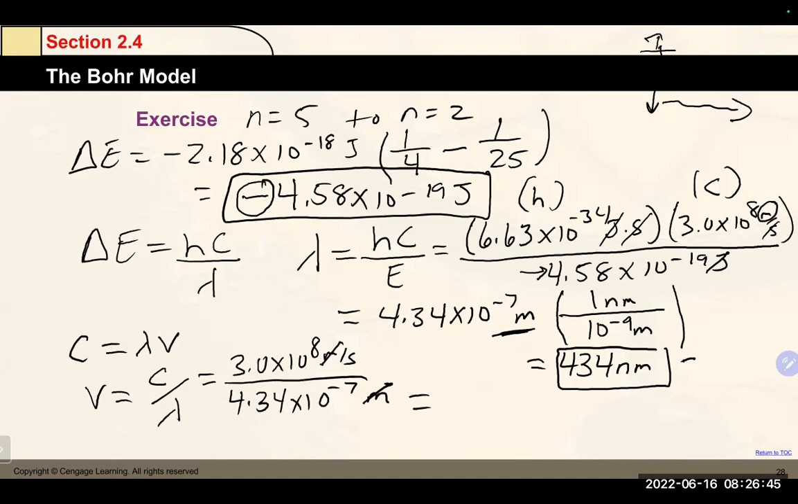Once again, make sure you use your exponent button. 3 exponent button 8 divided by 4.34 exponent button minus 7. Going to give us a 6.91 times 10 to the 14. The units here are actually reciprocal seconds, which is the correct units for frequency. Reciprocal seconds, which again is a hertz. Any questions on any of those parts there?